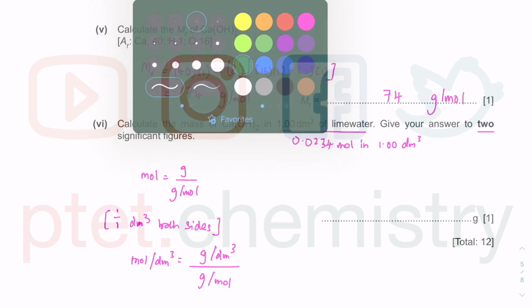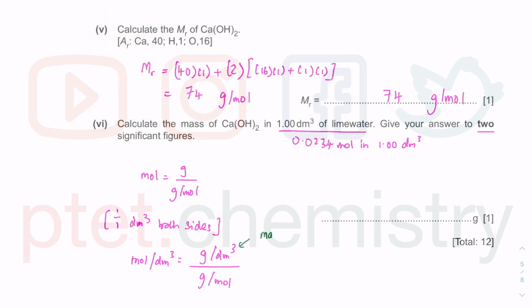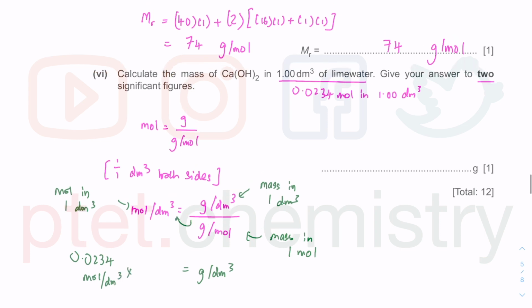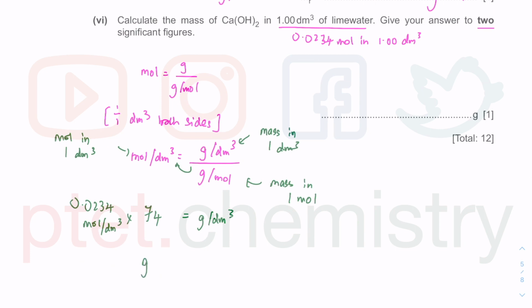Okay, so if I just write this clearly, this is the mass in 1 dm cube. This is the mole in 1 dm cube. This is the mass in 1 mole. So they are all related in terms of the units. I want the gram per dm cube, the mass in 1 dm cube. Mole per dm cube was this one just now, 0.0234 mole per dm cube. Multiply by the Mr because I can move this up. There was 74 in the previous part of the question. So 74 times 0.0234, and I get gram per dm cube.